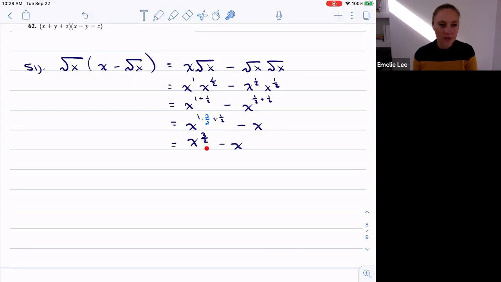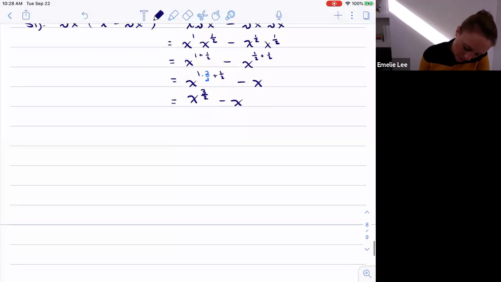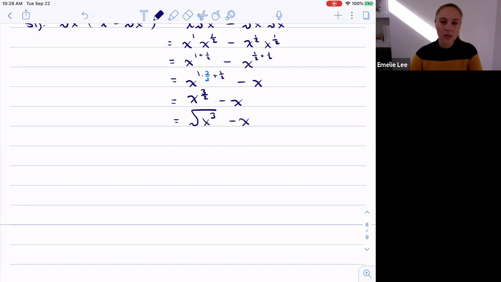I can rewrite this as a root, right? The square root of x to the 3, because I know how these exponents behave. So I've got the square root of x to the 3 minus x, if I wanted to. Okay. Either one of these I would accept as the final answer, as a simplified answer.